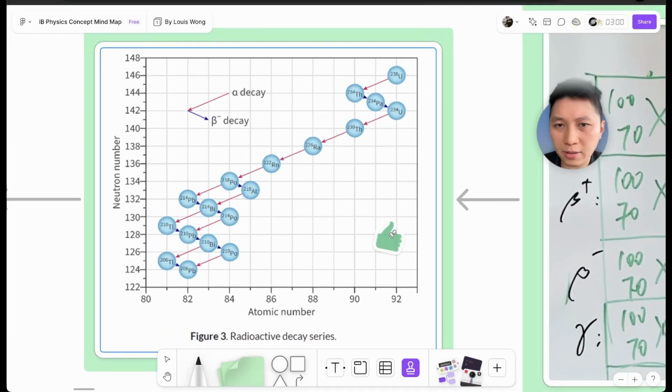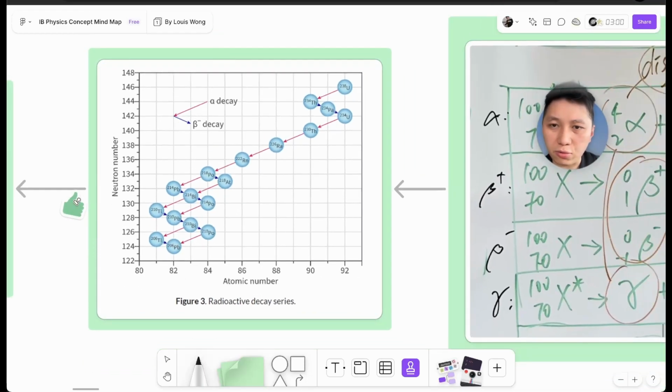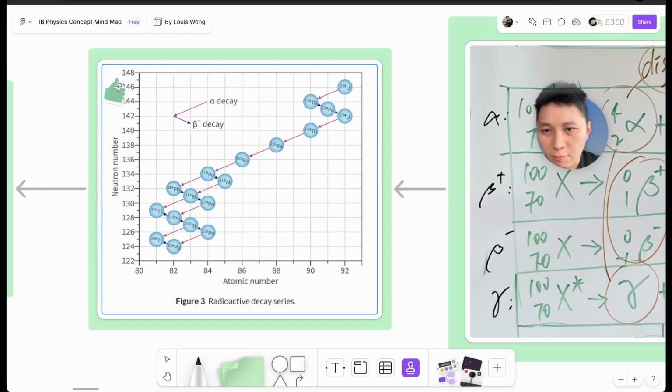Here is another chart that you are expected to know how to read. In fact, it's quite simple. I think you could already do it by logic. On one side is the neutron number, on the other side is the atomic number, which means the proton number. So you can see alpha decay will be minus 2 for both. Beta plus or minus will change accordingly.